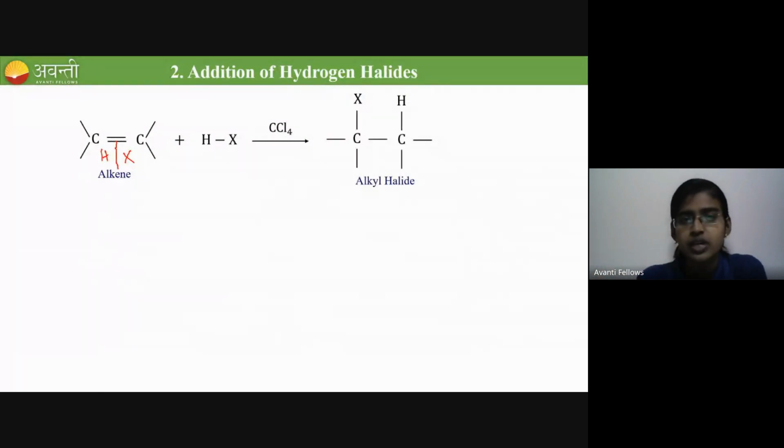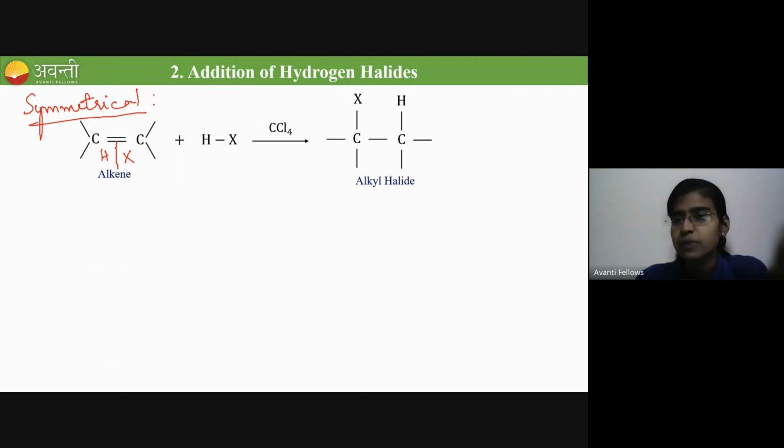So here in this product, halogen is added to the first carbon and hydrogen is added to the second carbon. No matter, because this alkene is a symmetrical alkene. So for symmetrical alkenes, you can add hydrogen and halogen in either of the ways, left to right or right to left. Got it?